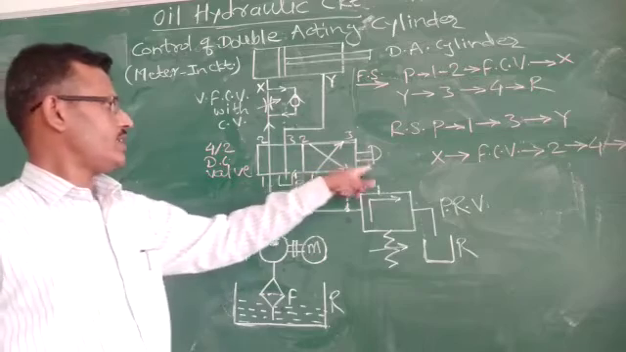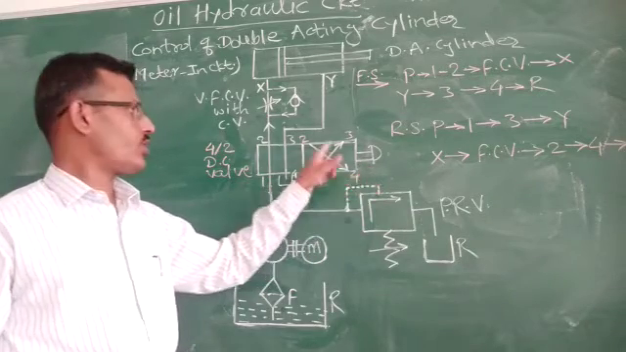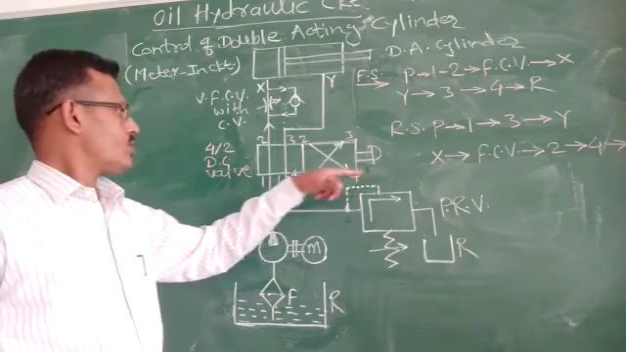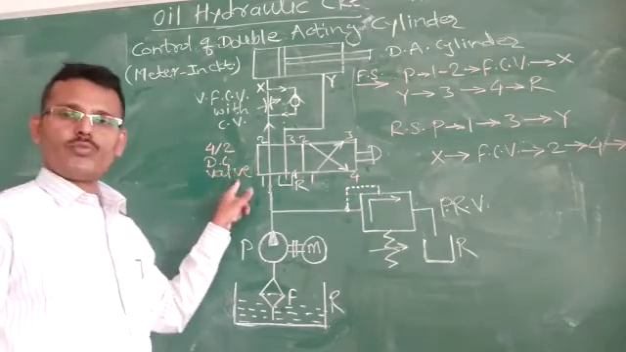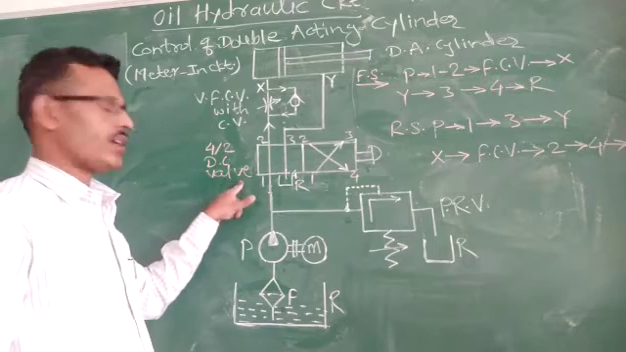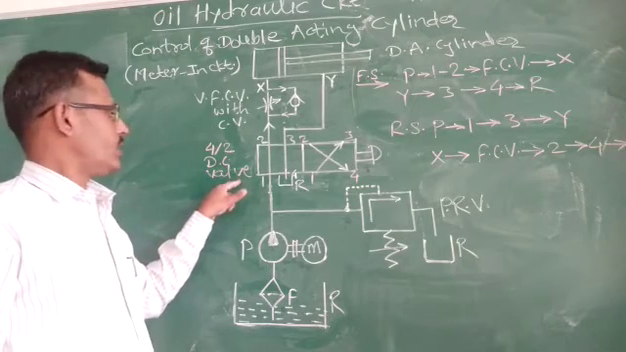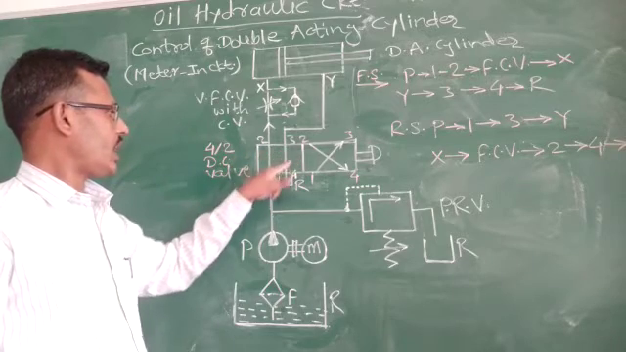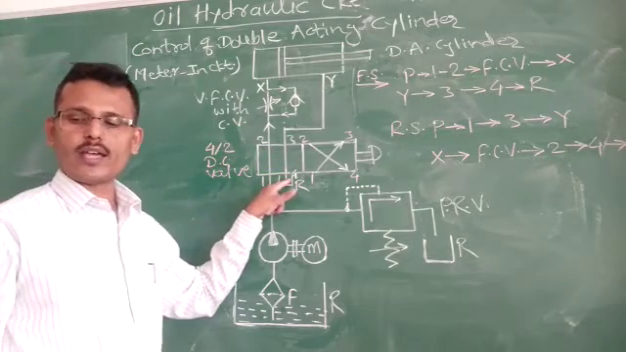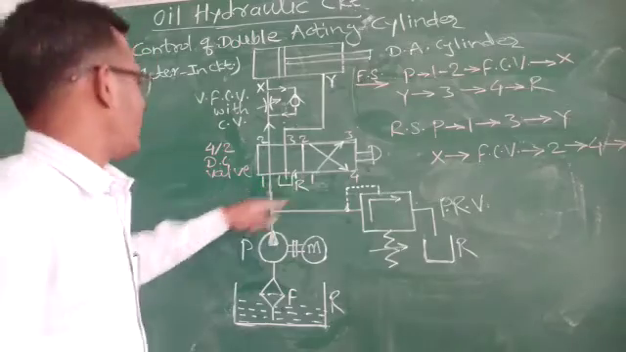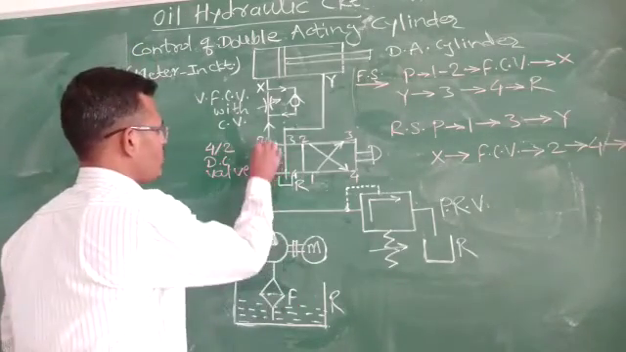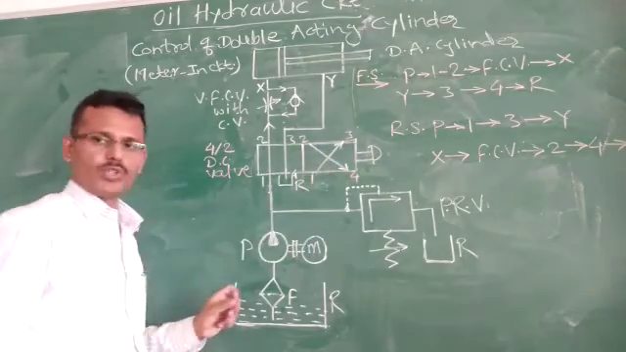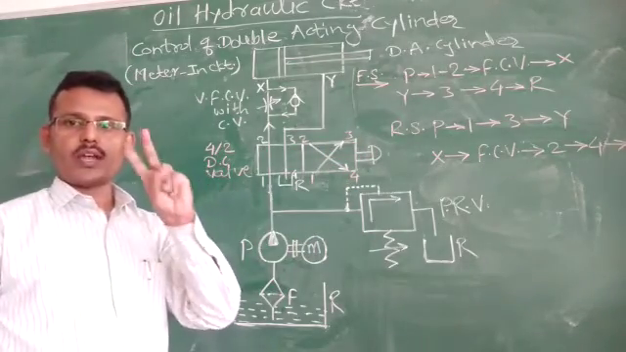Then next is the 4x2 direction control. This is the push button operated 4x2 direction control. Why is this direction valve called a 4x2 direction control? Because here there are 4 ports: port 1, port 2, port 3 and port 4. That's why it is called 4 ports and 2 positions. One block means one position, and this is another block, that is the second position. Means here are 4 ports and 2 positions.